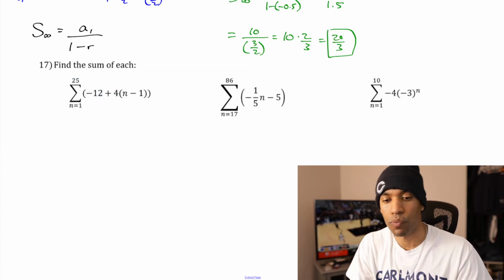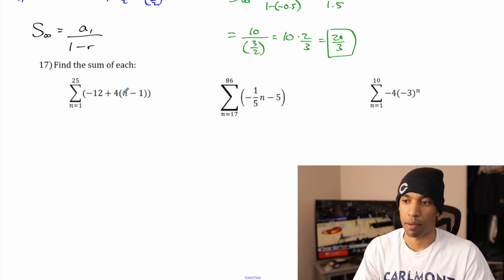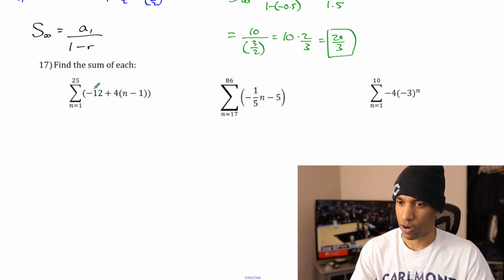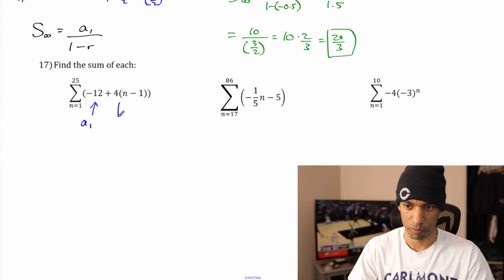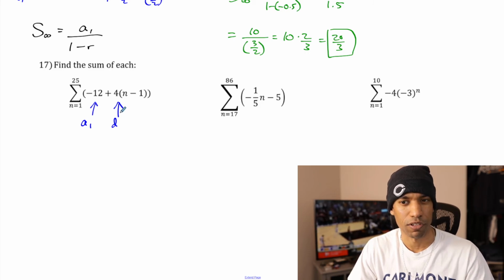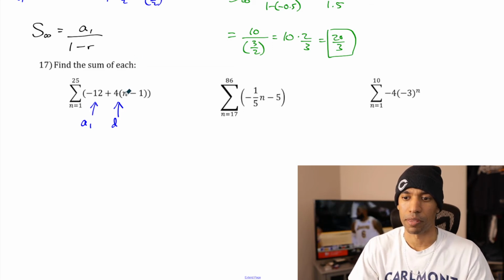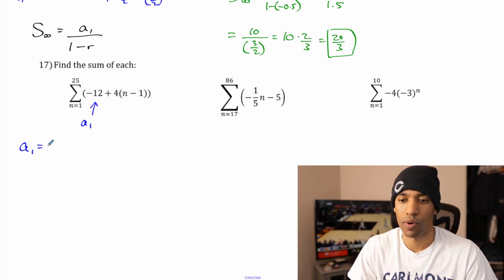All right, and the last 3 problems here. Find the sum of each. We've done a couple ones like this one here from 1 to 25. But this one, if you know your arithmetic sequence formula, is clearly an arithmetic sequence. This is your value of your first term. This is your common difference. I don't think we need the common difference for it. No, you don't. But there's your first term. I don't need to plug in 1 to find out the value of the first term. So your a sub 1 is negative 12.